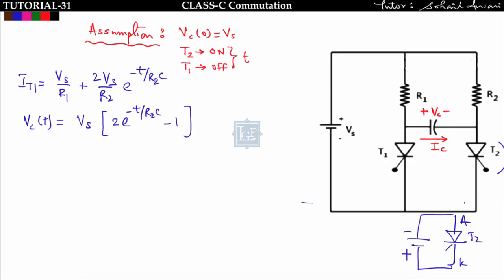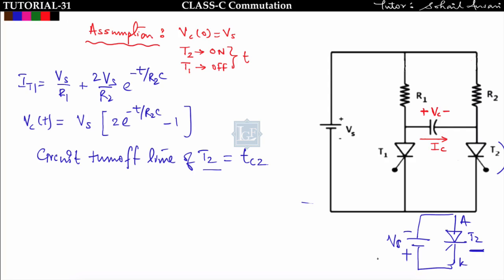Now I have to find the circuit turn off time of this T2. What will be the circuit turn off time of T2? That is equal to TC2. Now we know that circuit turn off time is defined as the time for which the thyristor is in reverse bias. So this thyristor T2 is in reverse bias until the voltage across it is no longer negative, which means, this is Vs, right? So when the voltage across the capacitor moves from minus Vs to 0, the time taken by this thyristor is equal to the circuit turn off time.